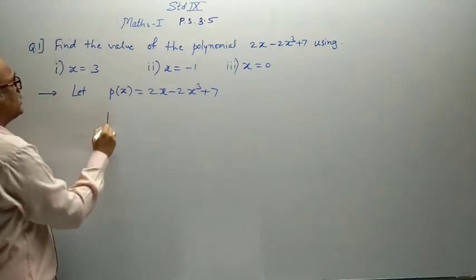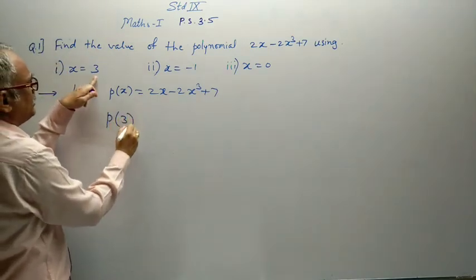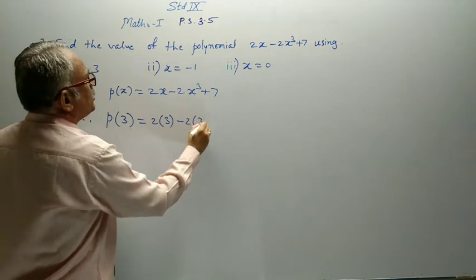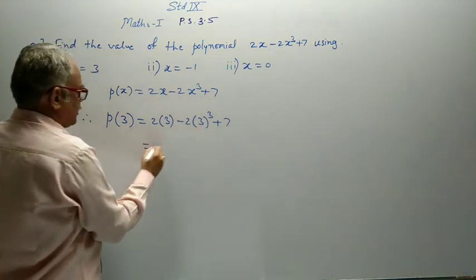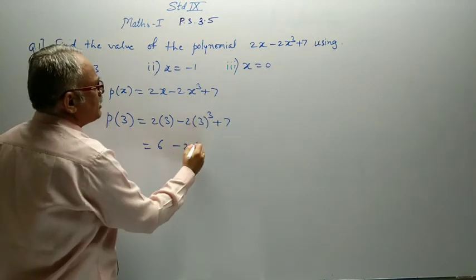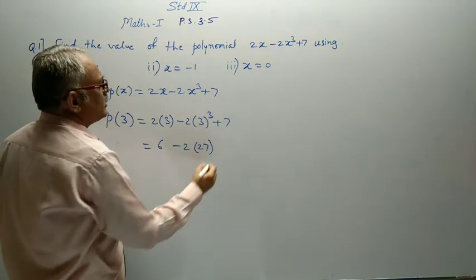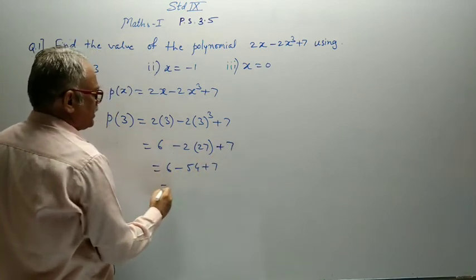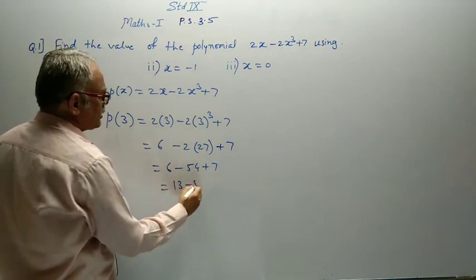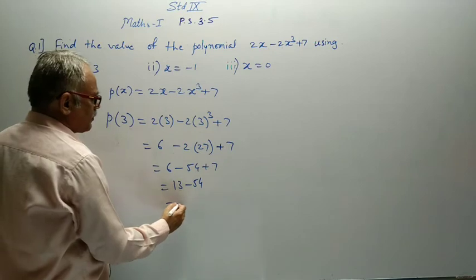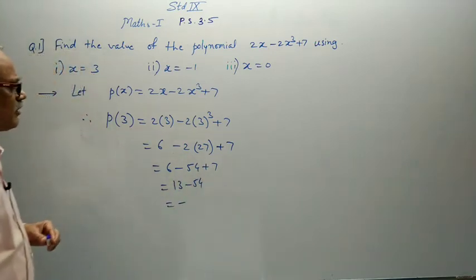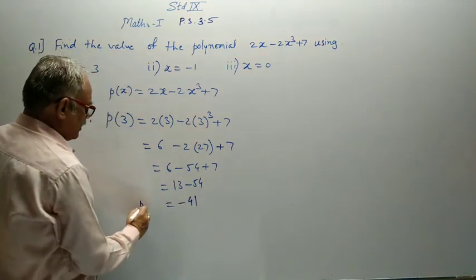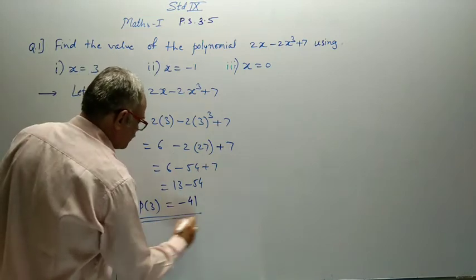For the first answer, p of 3, when x equal to 3, equals 2 into 3 minus 2 into 3 cube plus 7. 2 into 3 is 6, minus 2 into 3 cube, which is 2 into 27, 3 into 3 into 3, plus 7. 6 minus 54 plus 7. 6 and 7, positive positive addition, is 13, minus 54. Take the difference, smaller from bigger, and put the sign of the bigger number. That will come minus 41. This is the answer of the first question.